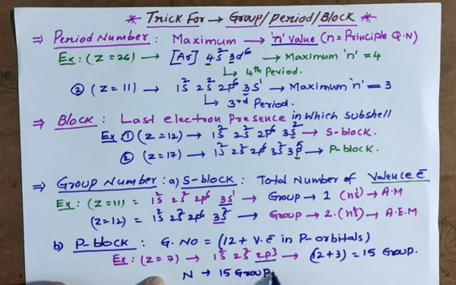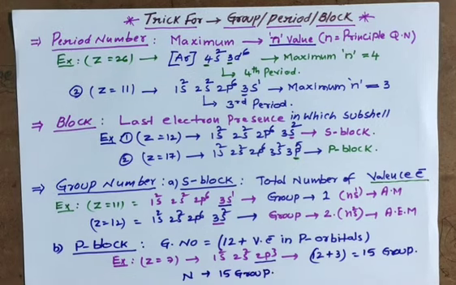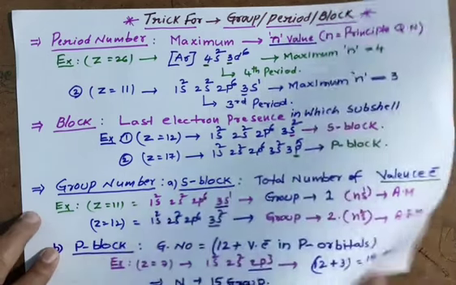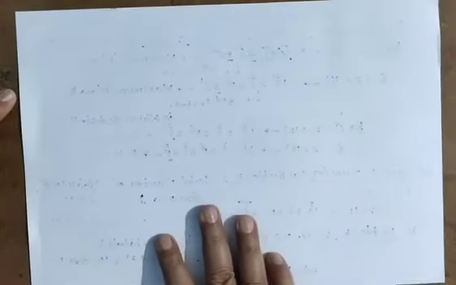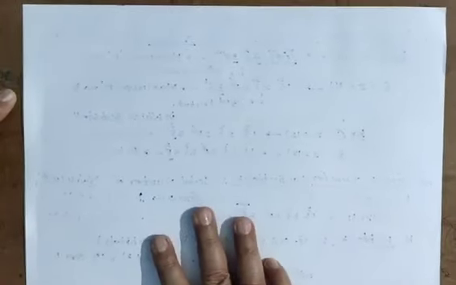15th group, all you know very well. Nitrogen family. So what is the formula? 12 plus valence electrons in p orbital, or simply p electrons you can say. I will go for some more here for easy understanding. I am showing here to you.